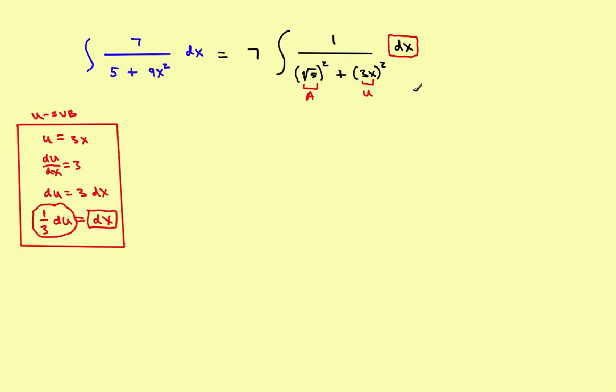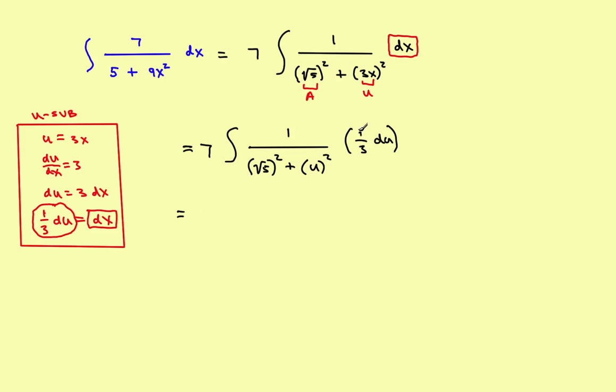So now, back to the problem. This will turn into 7 times the integral of, and we'll put 1 over, now this one we can leave alone. Let this be the square root of 5 squared plus, and you've changed it from an x problem into a u problem. So this is now u squared, and dx changes into a 1/3 du.